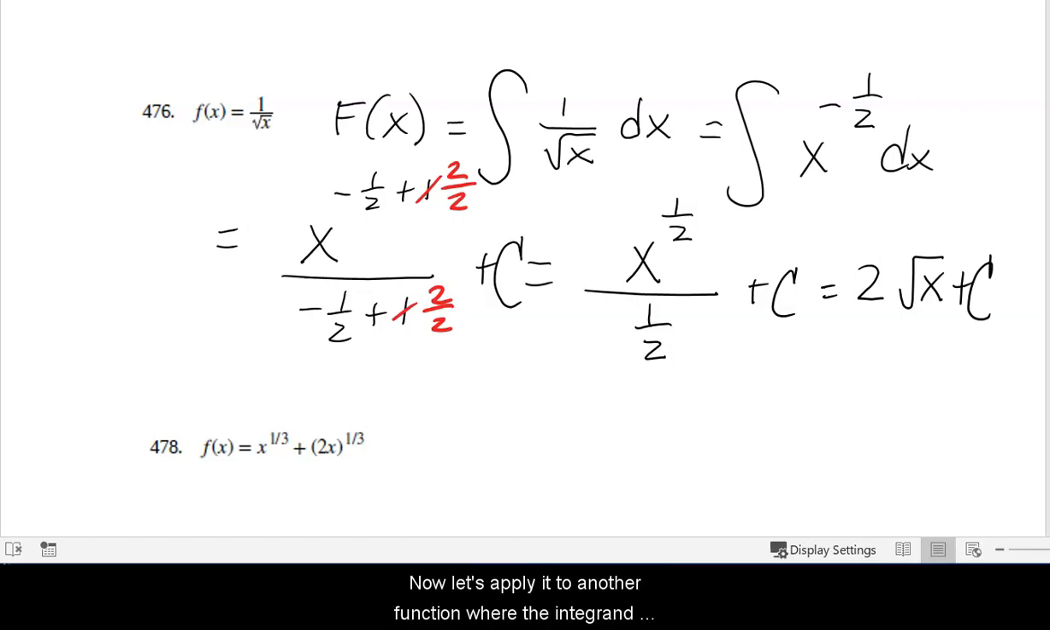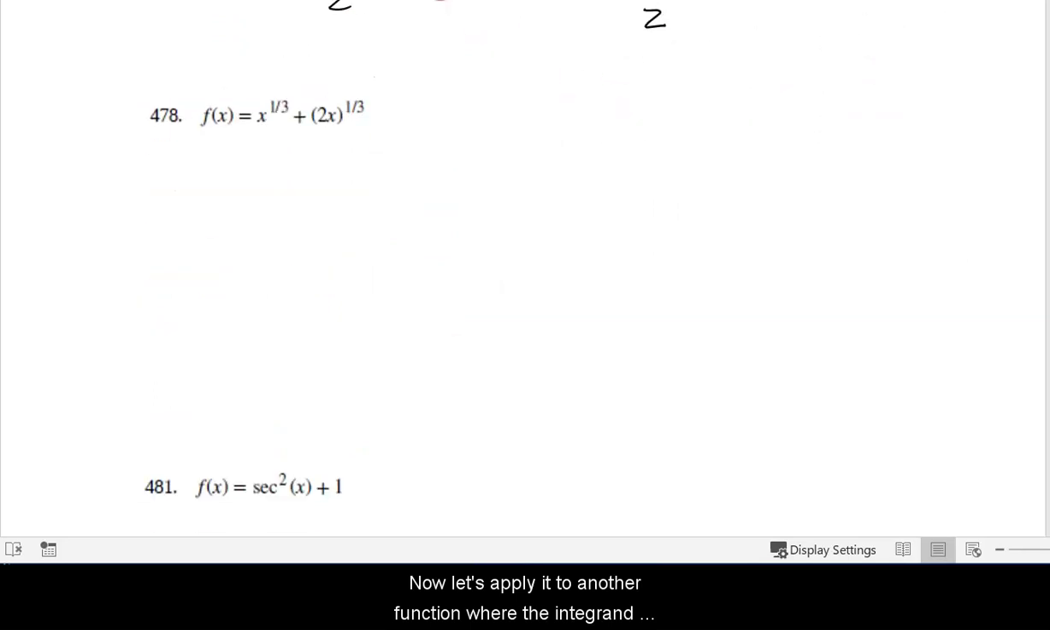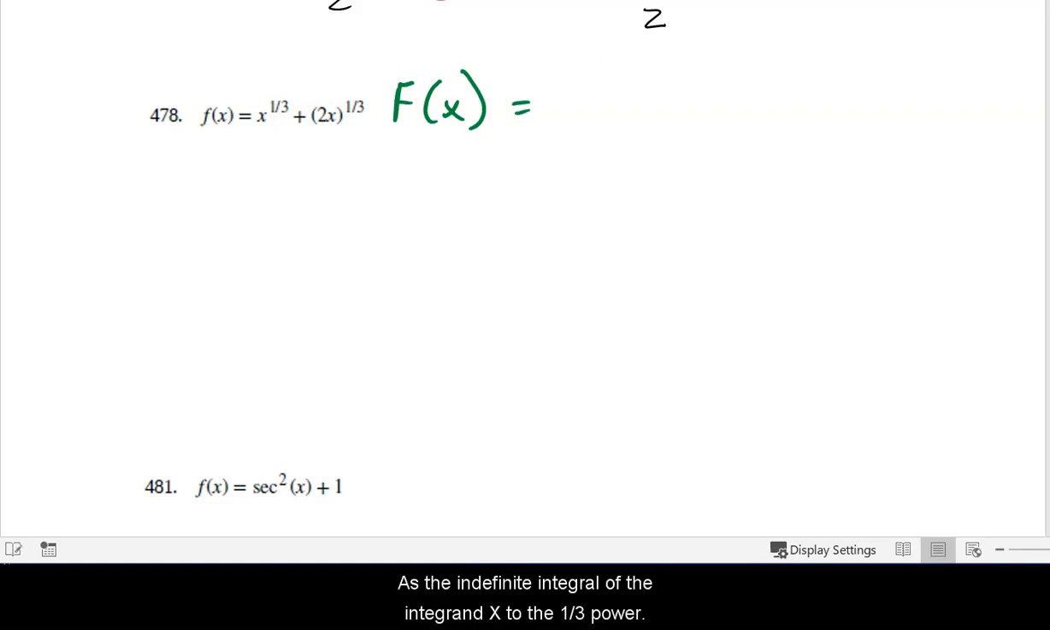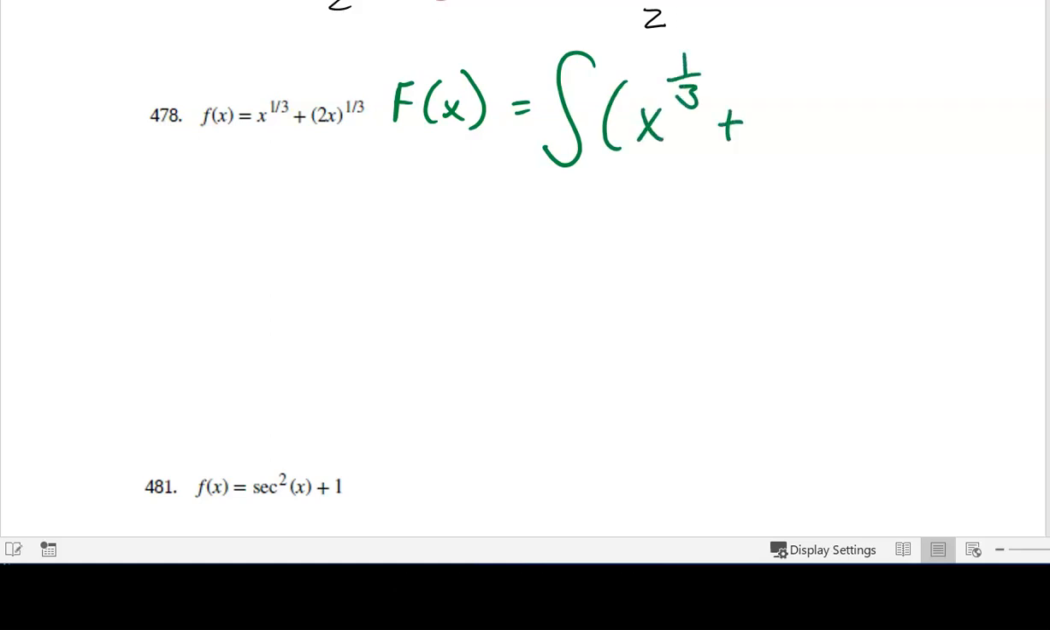Now let's apply it to another function where the integrand is written with rational exponents. For this problem, we're going to have the antiderivative function, uppercase letter F, as the indefinite integral of the integrand x to the 1/3 power plus, in parentheses, 2x to the 1/3 power, with a dx on the end.